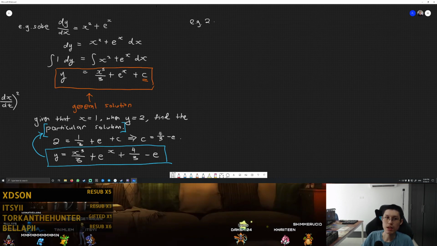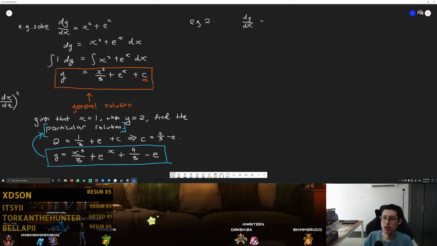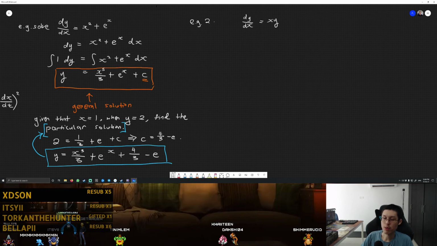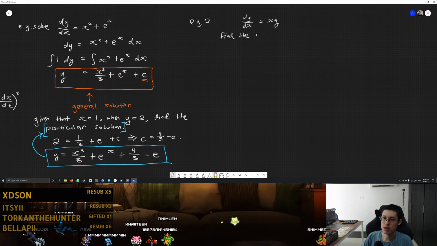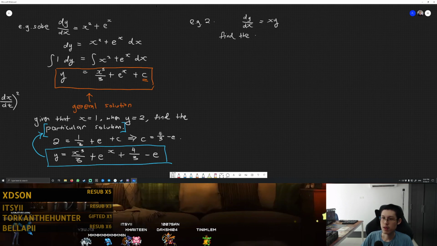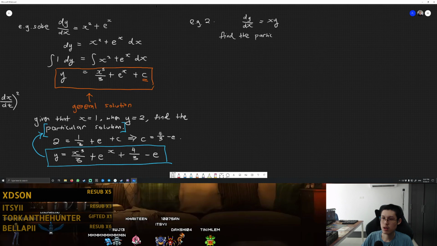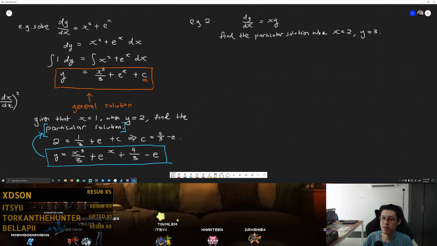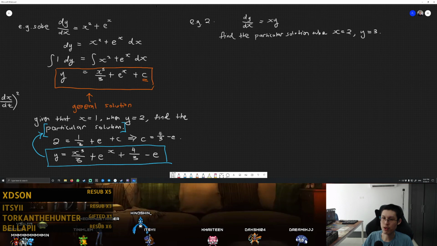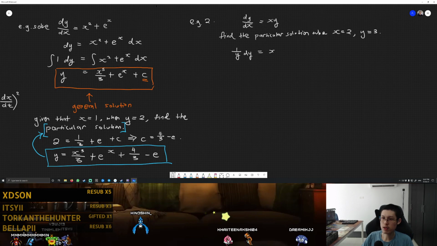Another example. Let's say we have dy/dx equals xy, and then they want you to find the particular solution when x equals 2 and y equals 3. Okay, there we go. So the first thing you do is separate all the y's and put them on one side, separate all the x's and put them on the other side. So we have 1 over y dy equals x dx.